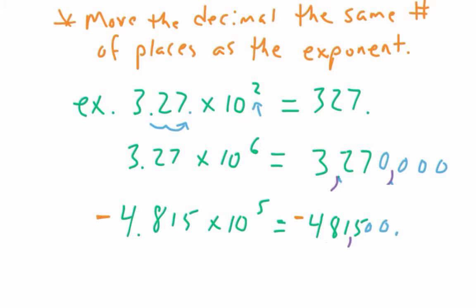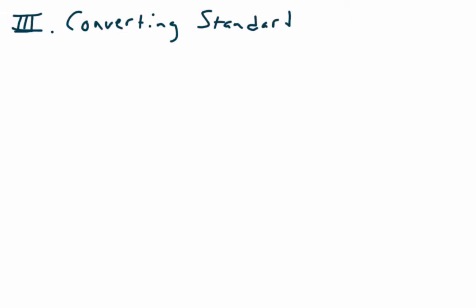So one last skill to go, and then we're done with the notes. So I have Roman numeral 3. And this is going to be the opposite of what we just did, converting standard notation to scientific notation. So converting standard notation, which in layman's terms is converting a normal number to scientific notation.